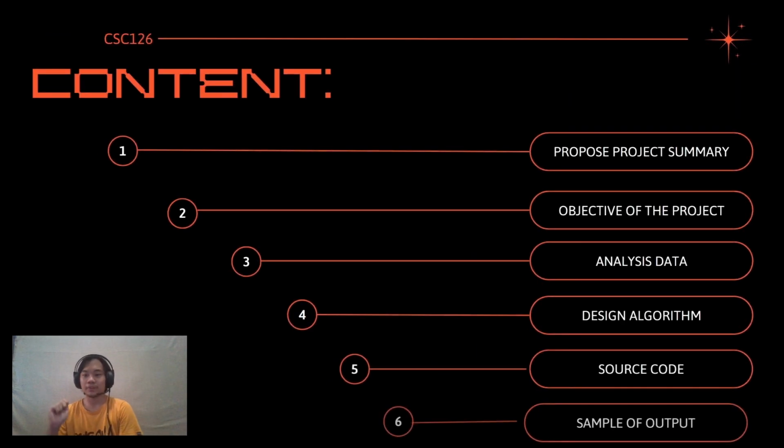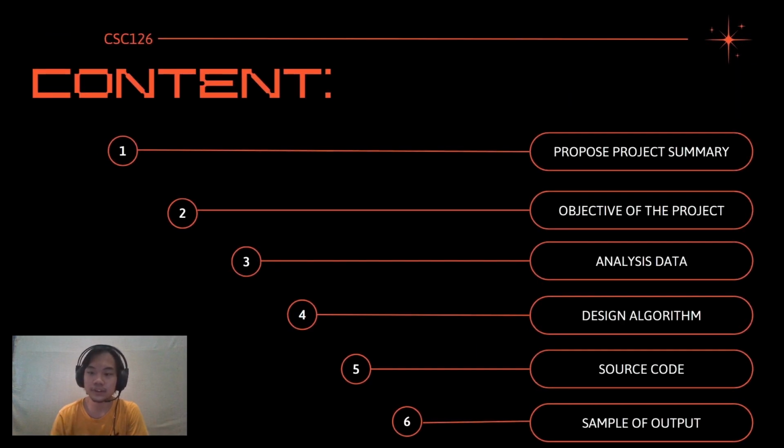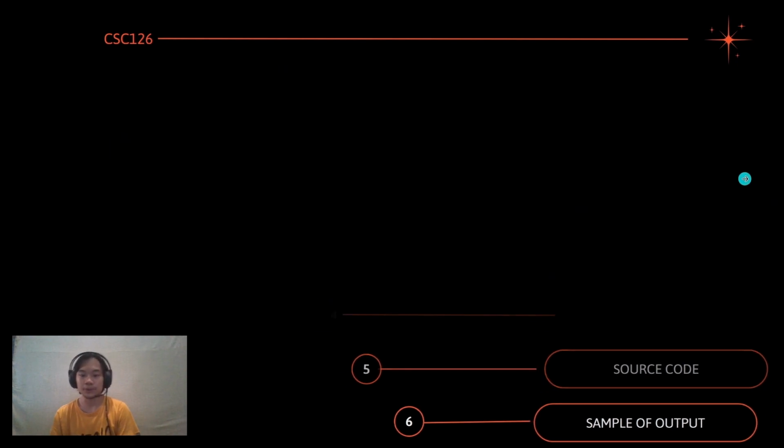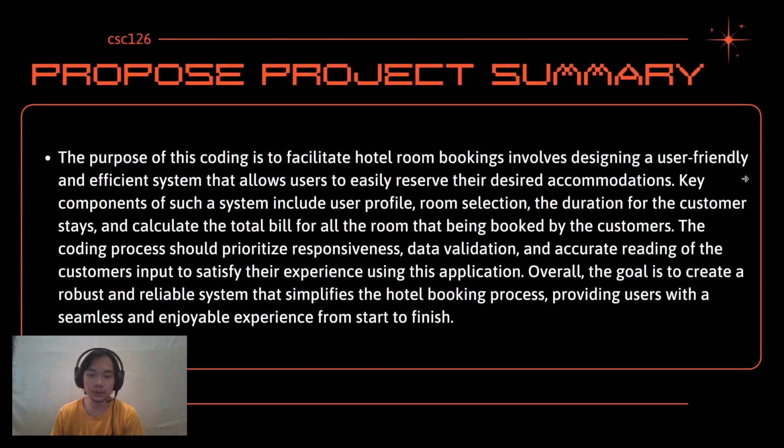So the first one, content. The first in our presentation is the project summary. The second one, objective of the project. The third, the analysis data. The fourth, design algorithm. The fifth one, source code, and the last one, sample of output. So we're going to the first one, that is the proposed project summary.